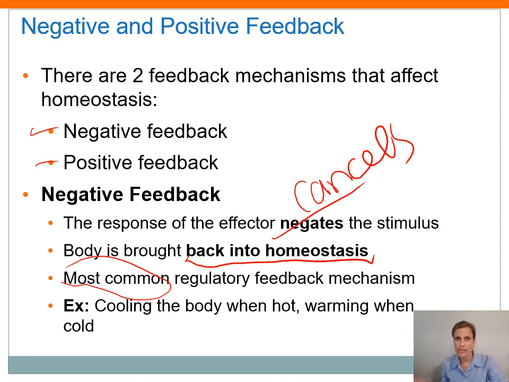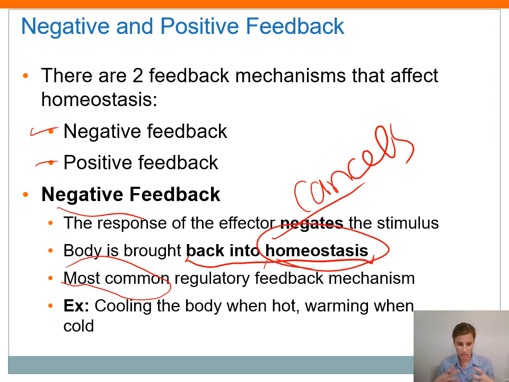Now, it makes sense that most feedback mechanisms are negative feedback because this brings the body back into homeostasis. We want to be homeostatic, right? The body wants to be nice, normal, balanced. So we start to change and then the response cancels it out and goes right back down to normal. That's negative feedback. Examples, we keep talking about body temperature.